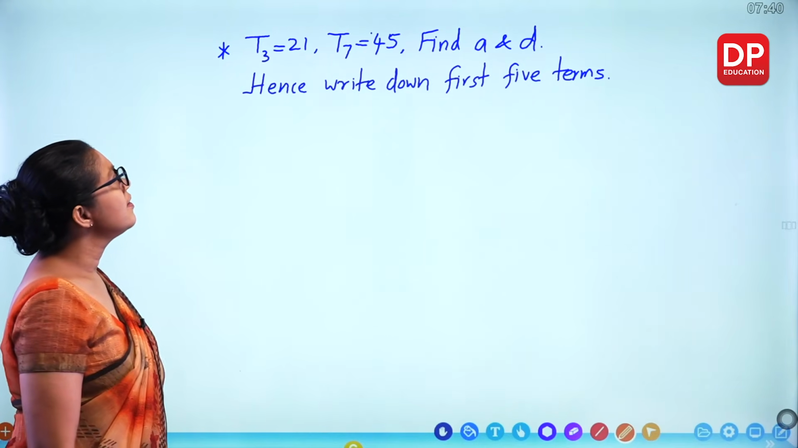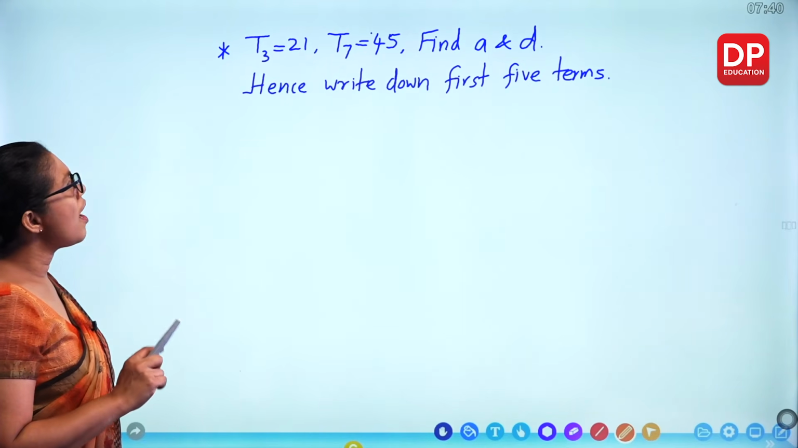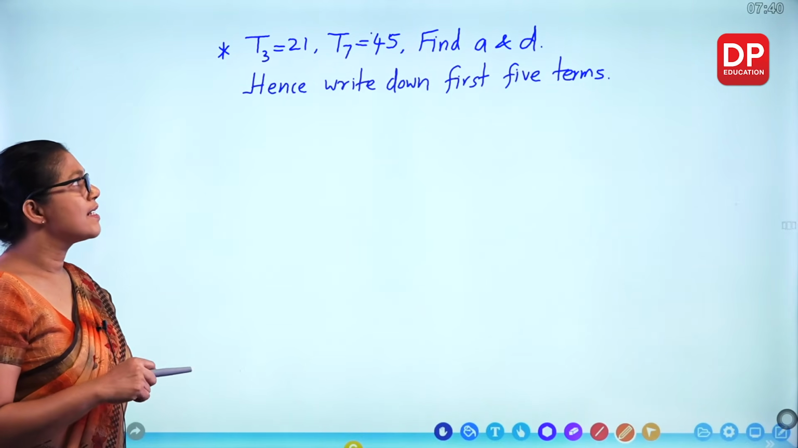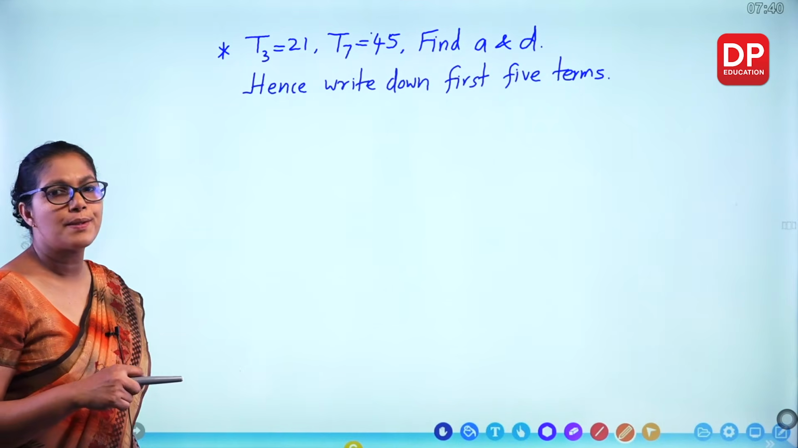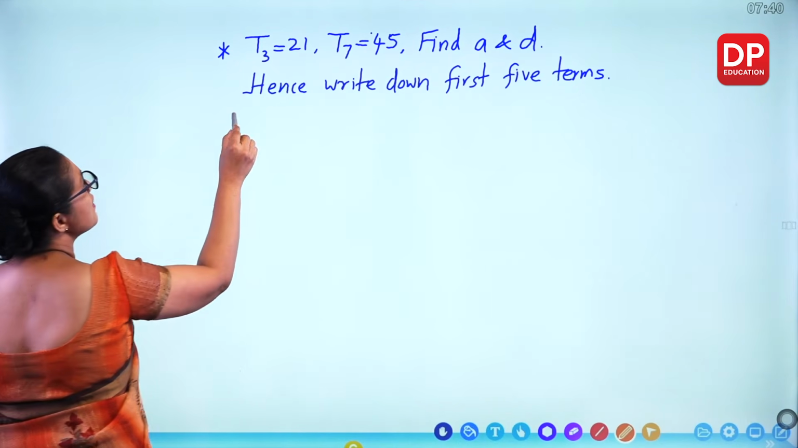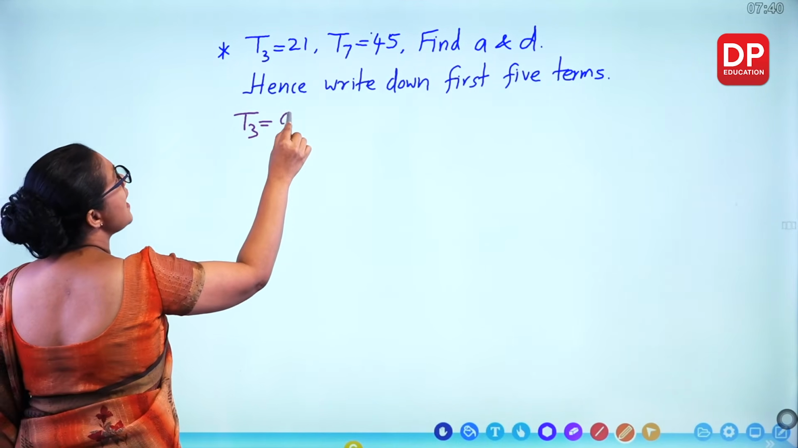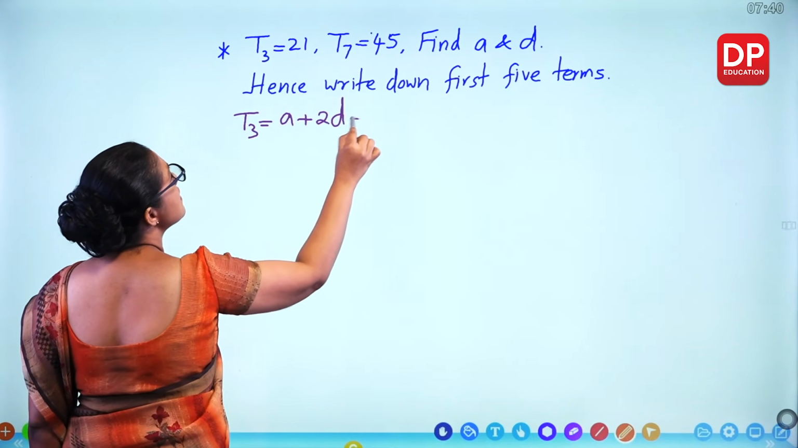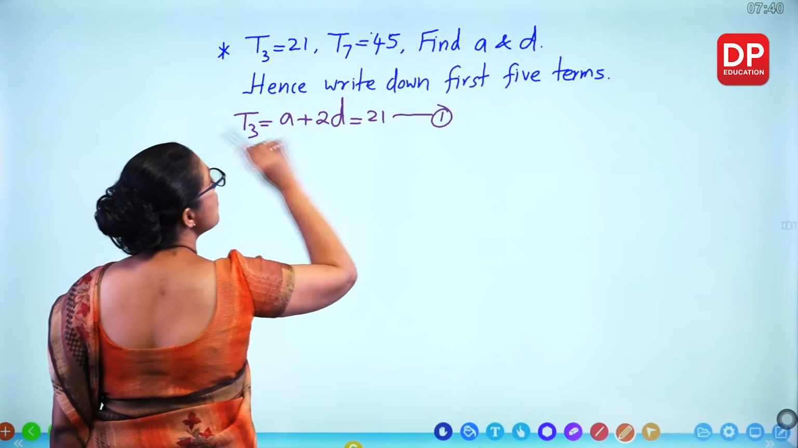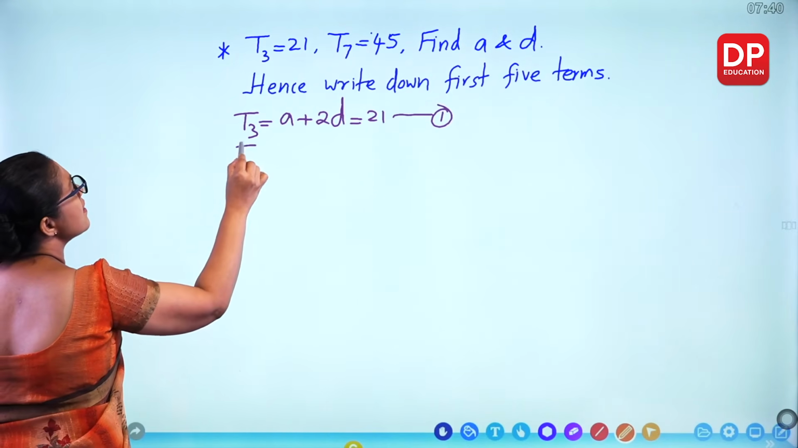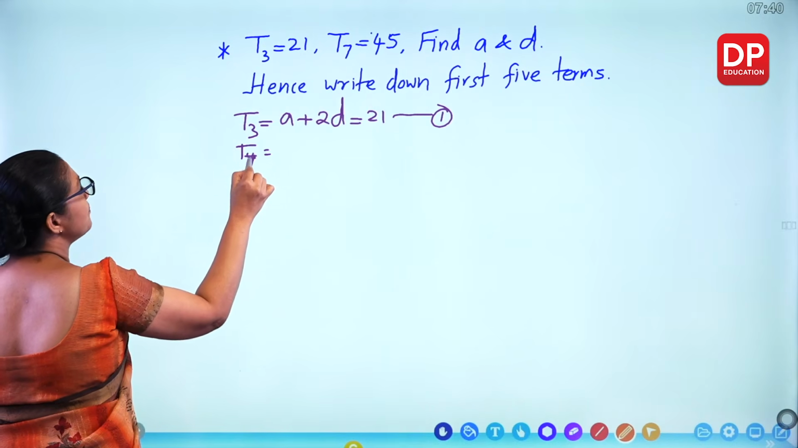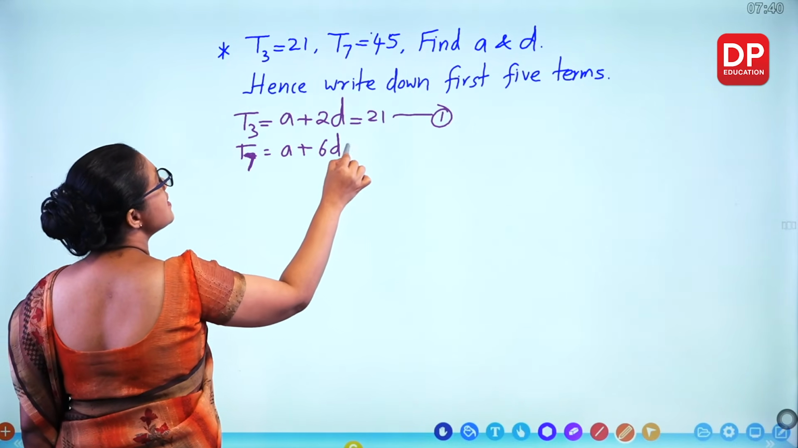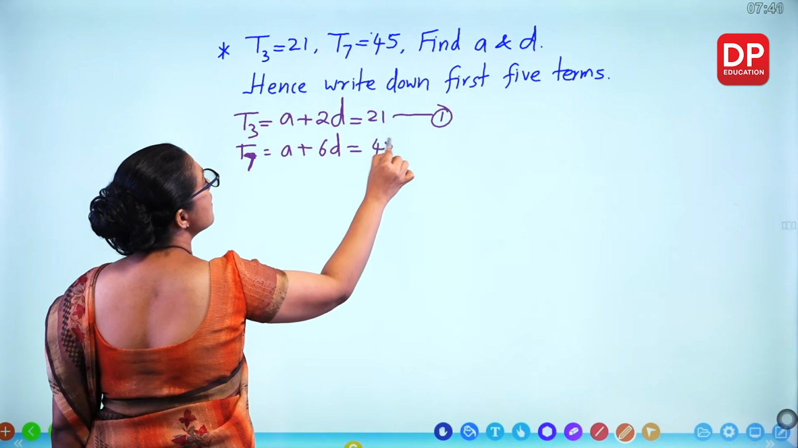Similar to that one, you are given two terms and you are asked to find out the first term and the difference, and hence write down the first 5 terms. Again, write a formula for the third term. A plus 3 minus 1, that means 2D, that's equal to 21. That's your first equation. T7, you can write A plus 7 minus 1, 6D equals 45.